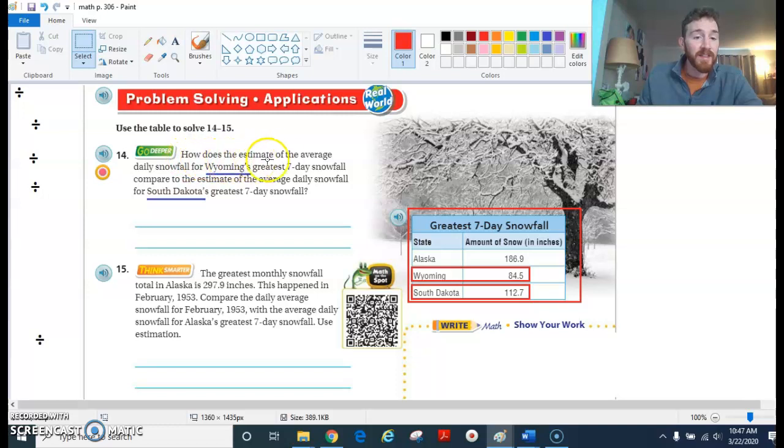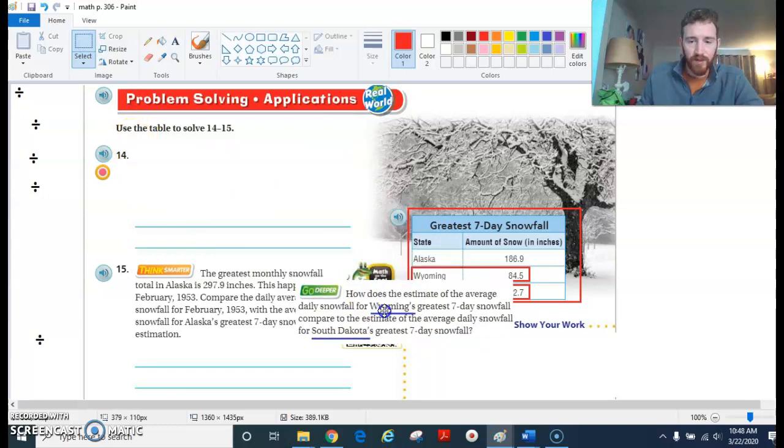Here we're going to say, how does the estimate of the average daily snowfall for Wyoming's greatest 7-day snowfall, which is 84 5/10 inches of snow, compare to the estimate of the average daily snowfall for South Dakota's greatest 7-day snowfall, which is 112 7/10? The way I'm going to do this is quick and easy. Not exactly the closest numbers to round to, but they will help us estimate these to get close quotients and then compare.